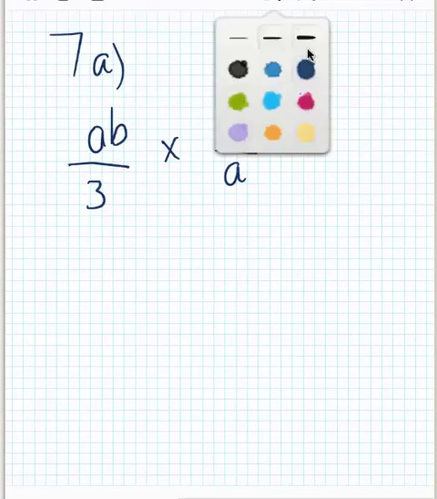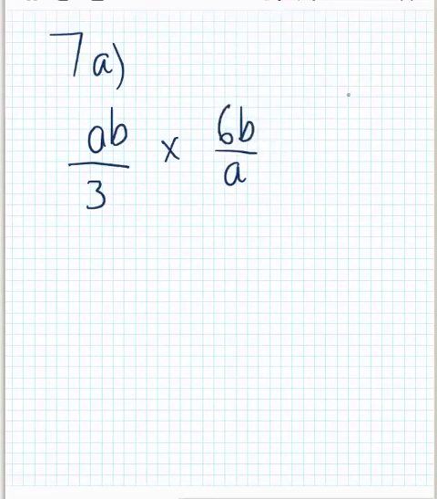Our next one, 7a. This is nice and easy. Simplify before you multiply. A down here, a up top. A 3 and a 6, divide by 3, it's 1. 6 divided by 3 is 2. Both b's are on top, so we can't simplify them. So we end up with, well, we've got a 1 times 2 is just 2.